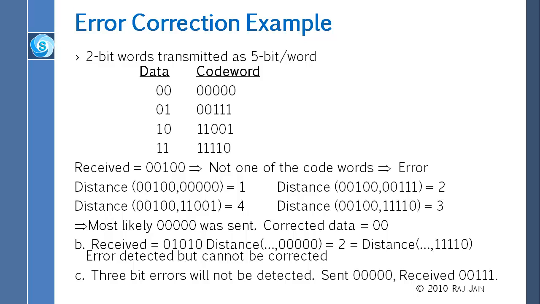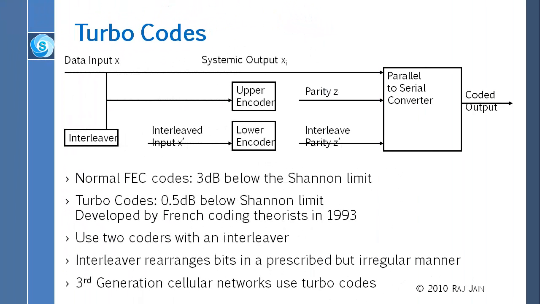So this code will not detect 3 bits, but it will detect 2 bits and 1 bit and so forth. It might, by the way, detect 5 bits in error, but you won't be able to correct it. So each code has a certain power in terms of how many bits it can correct, how many bits it can detect. So the turbo code idea came up very recently, actually in 1993, when somebody said that if you want to do coding better, you should have 2 codes. You should use 2 codes, not 1 code.